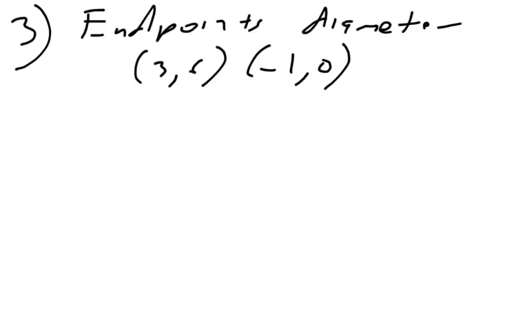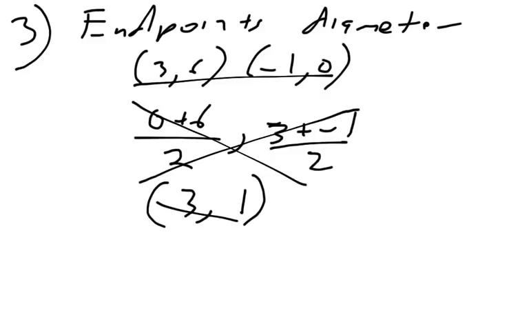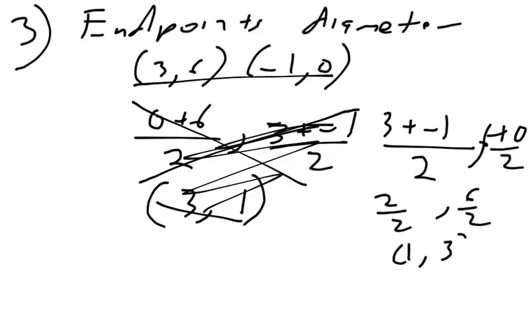The endpoints of my diameter are these 2 points. So what I'm going to do is I'm going to find the midpoint. Which turns out to be 3, 1. Hold on a second. Let's try that again. 3 plus negative 1 over 2, and 6 plus 0 over 2, because x's come before y. So it's at 1, 3.